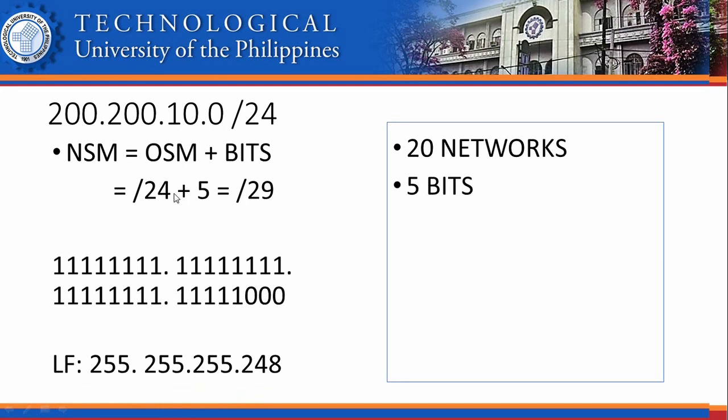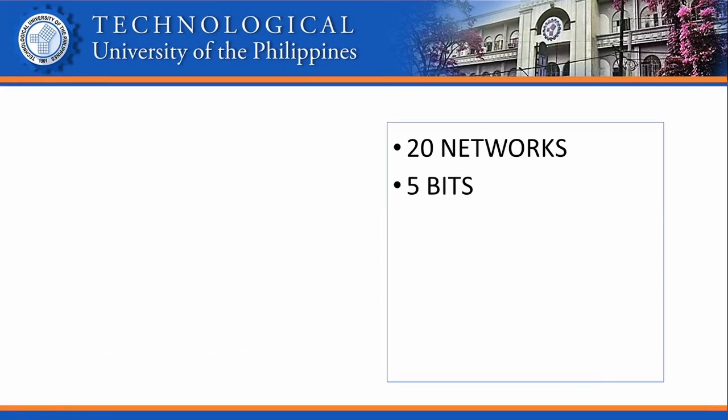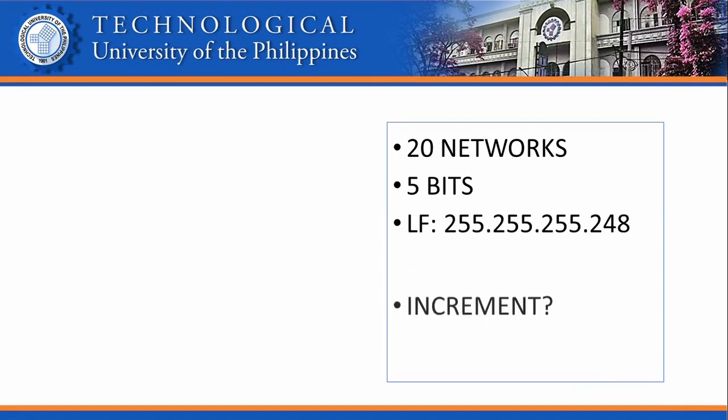So, paano kinukuha ulit yung long format? Yung /29 mo, which is yung new subnet mask mo na naka-CIDR format, i-convert mo siya sa binary. Tapos from binary, i-convert mo siya into decimal notation, per octet. So, ang LF natin is 255.255.255.248.